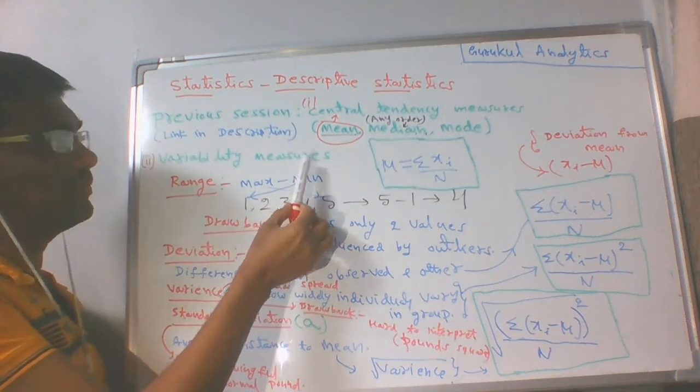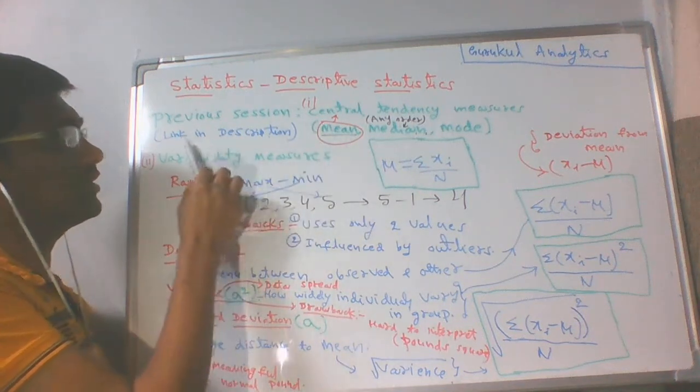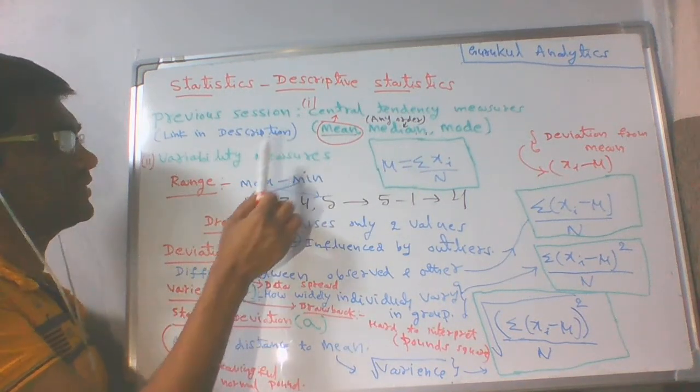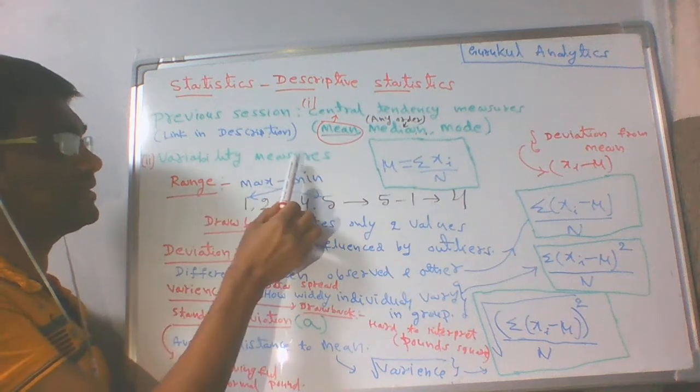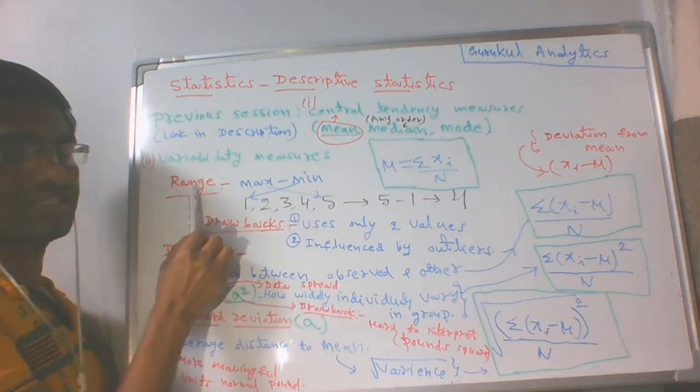Anyway, the link to the previous video is provided here, if you are watching for the first time. First, variability measures. In that, the first one is range.